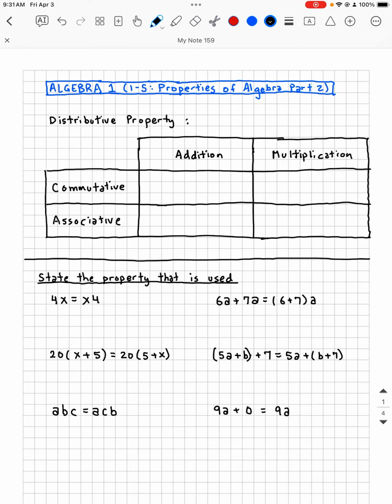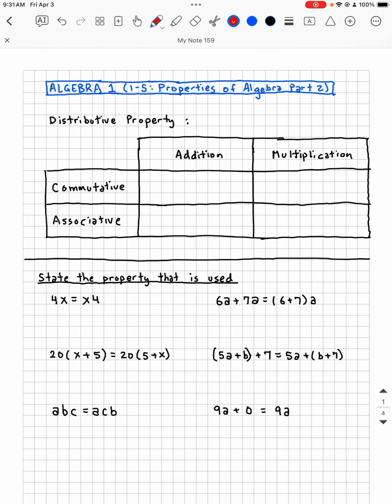In this section of Algebra 1, we are looking at part 2 of the properties of algebra. Previously, we did about 7 properties, if I remember correctly. So we're going to add on 5 more over here. And hopefully, when we put it all together, it'll be something that you can remember and use throughout the way. Starting with the very top, we're going to look at the distributive properties.